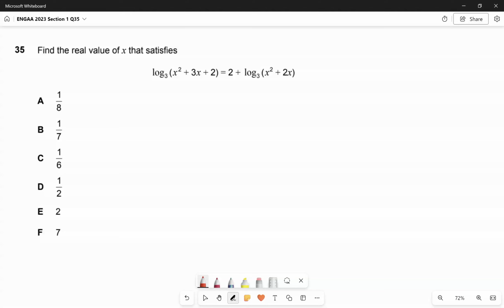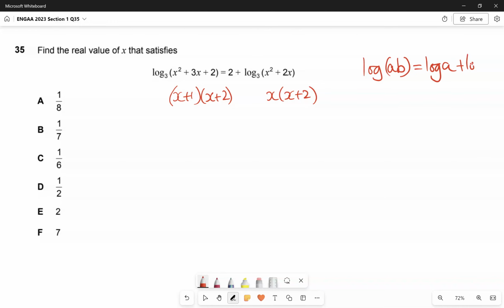So x squared plus 3x plus 2 is a common x plus 1 times x plus 2. And then here we have x times x plus 2. And then because we know of log rules that log of AB is log A plus log B, we can split out each of these logs and then just get rid of the log x plus 2. So we have log 3 x plus 1 equals 2 plus the log 3x term.